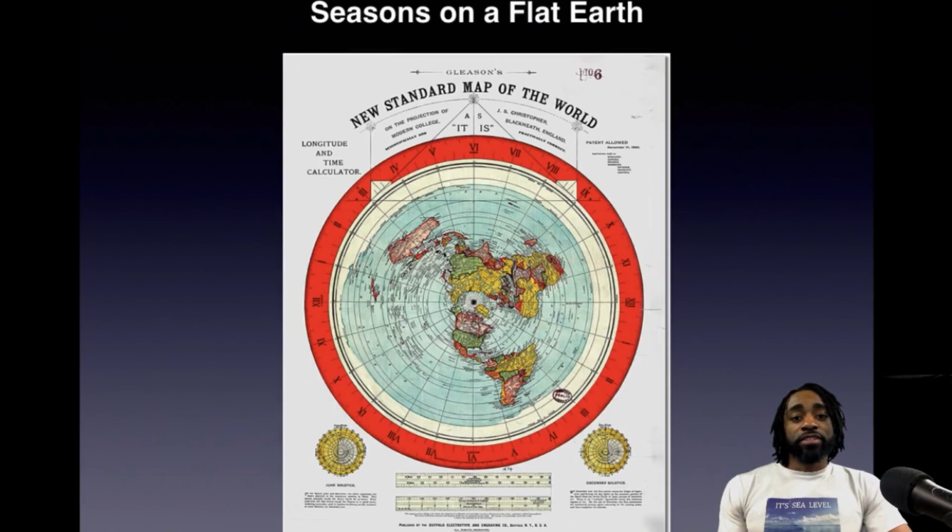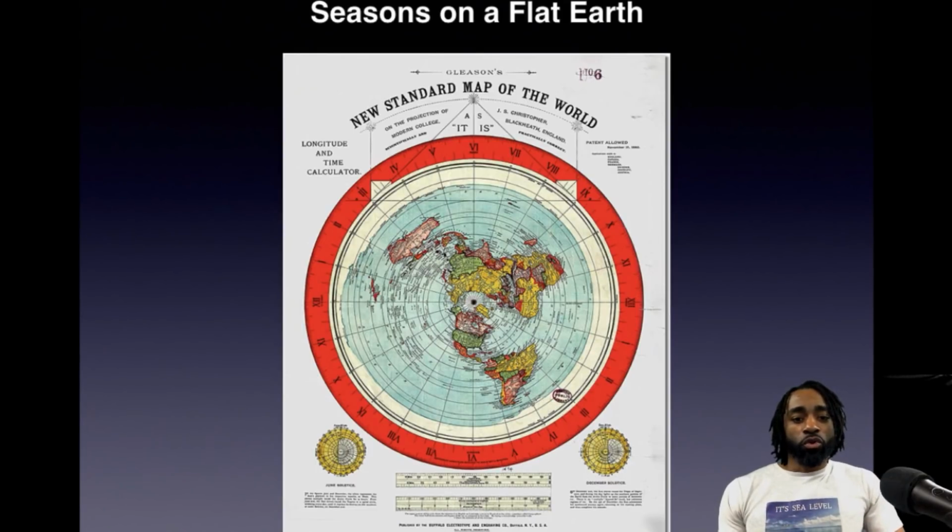Okay, this is the 1892 Gleason standard map of the world. I lean towards this map because it makes sense to me based on my personal observations. You may have known that back in 2018 I took a trip to Alaska to ascertain some information about flat earth, and we'll be covering that a little bit later. This makes sense to me because it shows what we know, that most of the earth is covered in water, and pretty much how it's set up there.